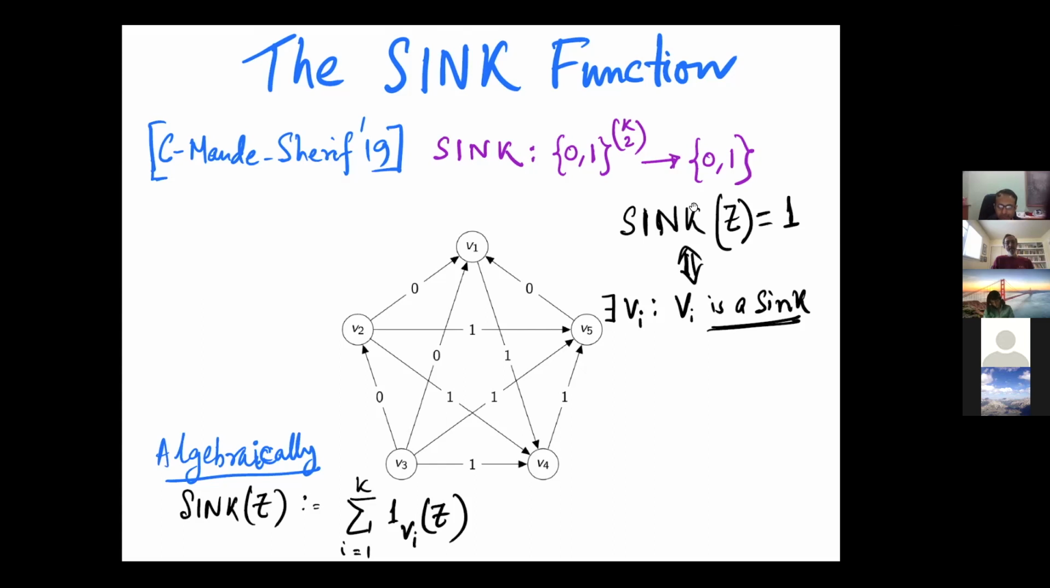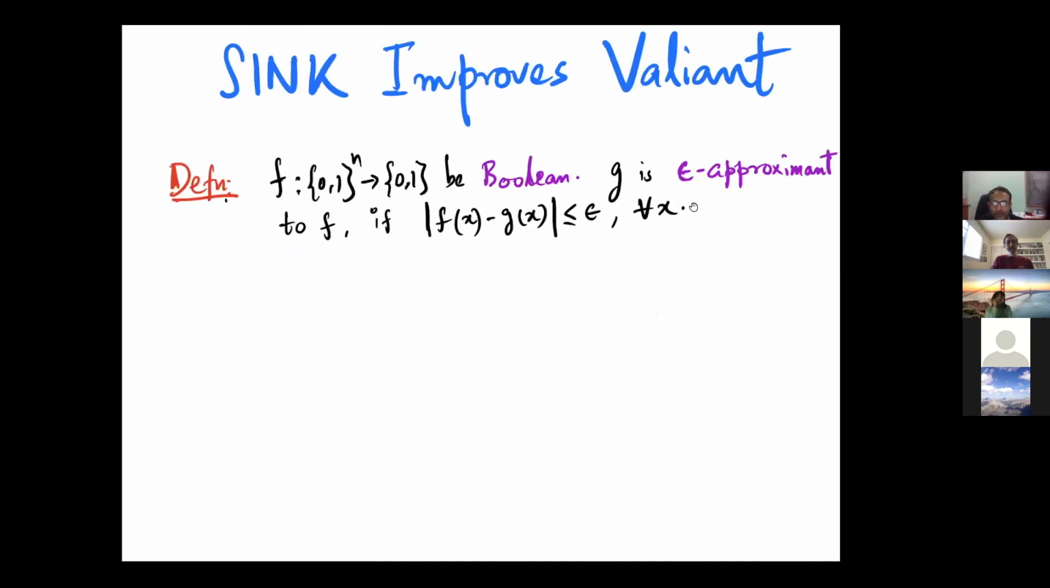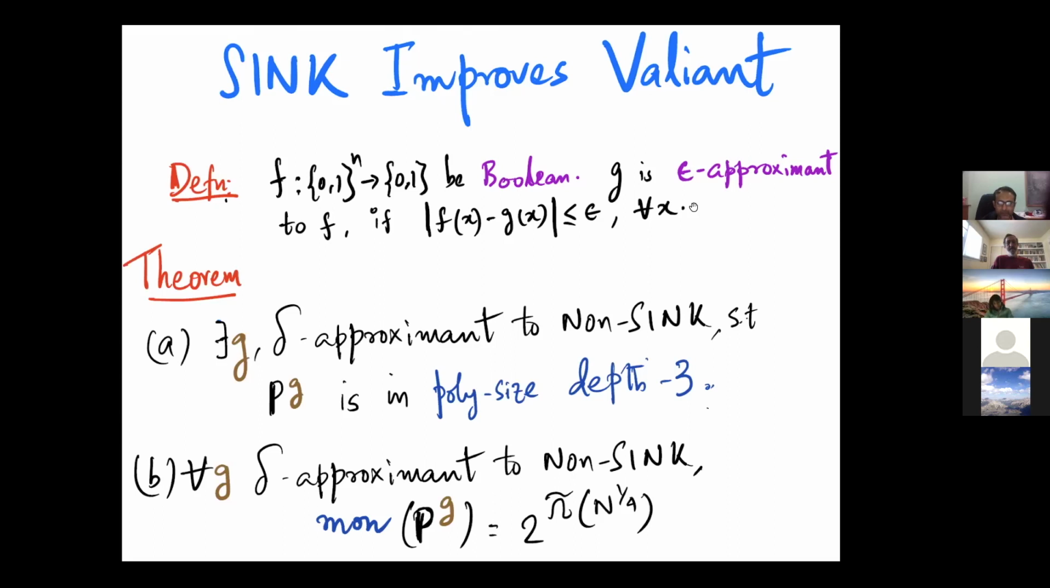And this was exploited to disprove the log approximate rank conjecture, and this is also going to be used to build our function in the way that we want. It turns out that sink will help us improve the theorem of Valiant. So let me define one more definition. Given a Boolean function f, a function g approximates the Boolean function well if g and f pointwise are close. g is not Boolean, but at each point it evaluates close to what f evaluated, within epsilon.